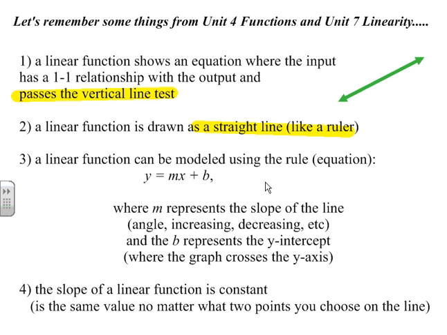A linear function can be modeled using the rule y = mx + b, where m represents the slope of the line. In other words, angle, increasing, decreasing, and we know that slope is rise over run, that it's a fraction. And b represents the y-intercept, and that's where the graph crosses the y-axis. Also, we have to remember in number 4 here, the slope of a linear function is constant. It's the same value no matter what 2 points we choose on the line.